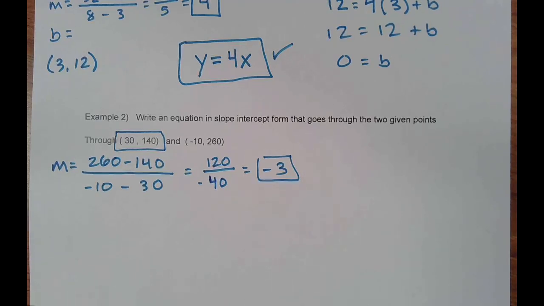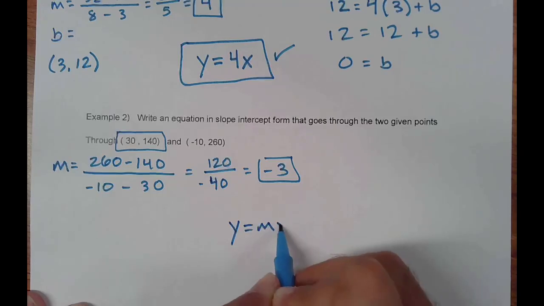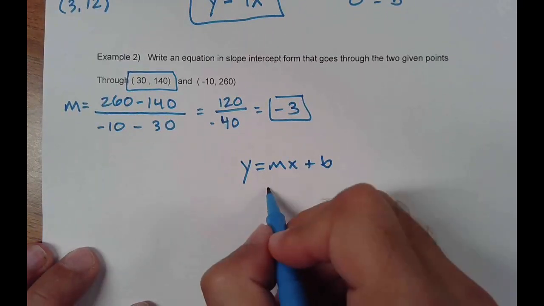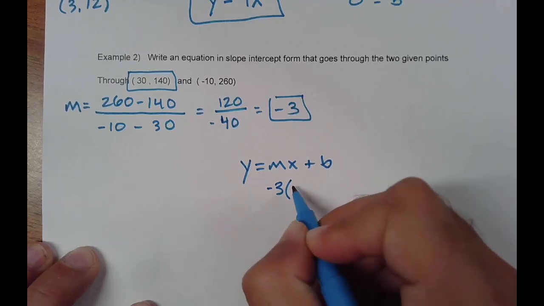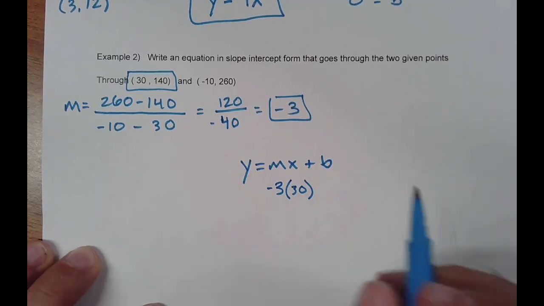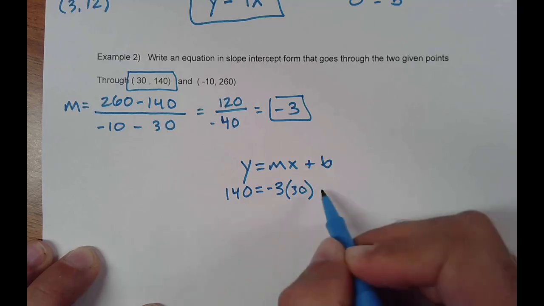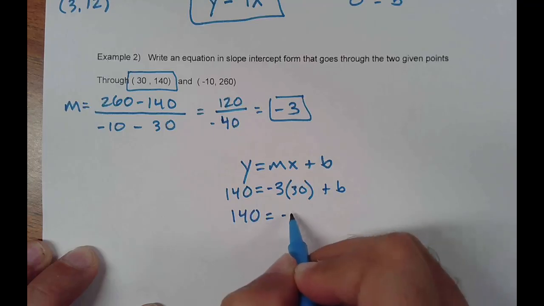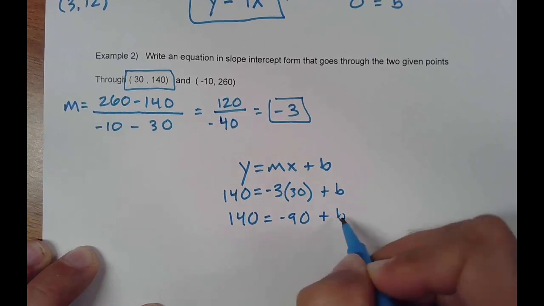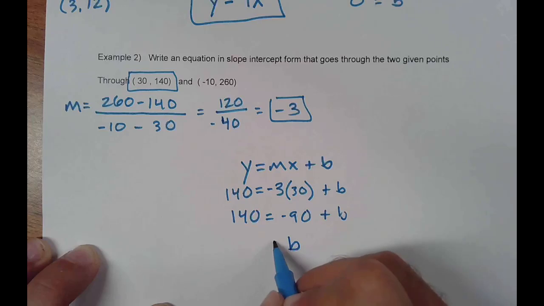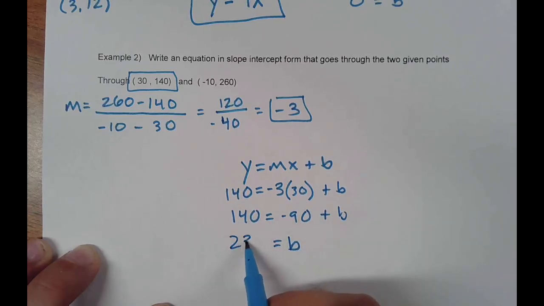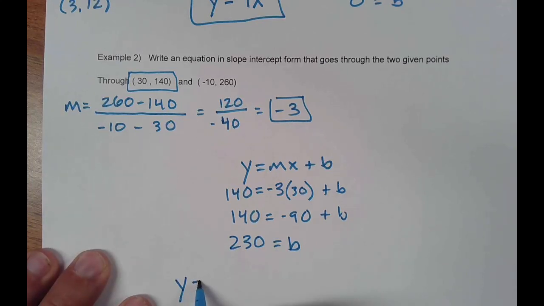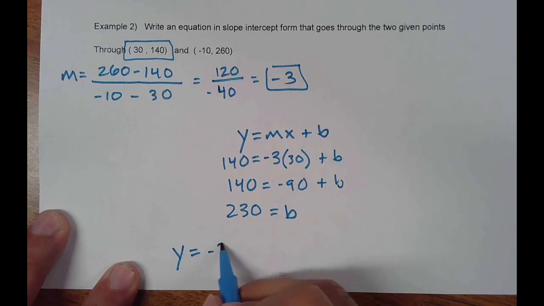y equals mx plus b is my starting point. Negative 3 for m, 3 for x, 140 for y. 140 equals negative 9 plus b. b equals 230... Equation: y equals negative 3x plus 230.